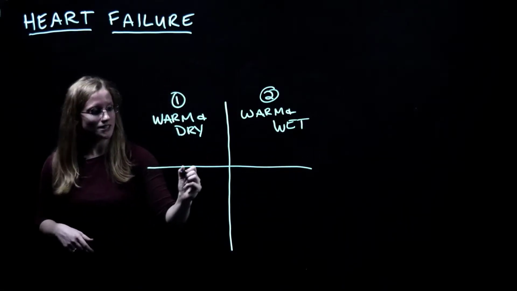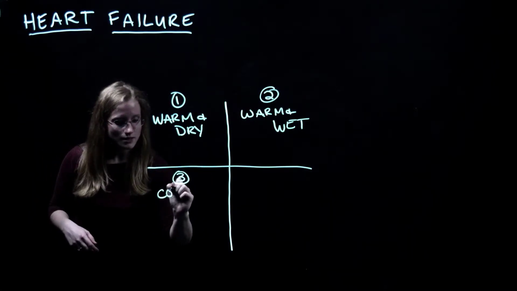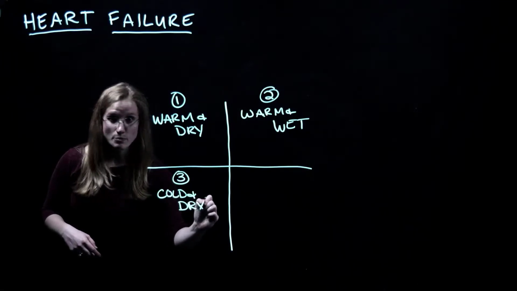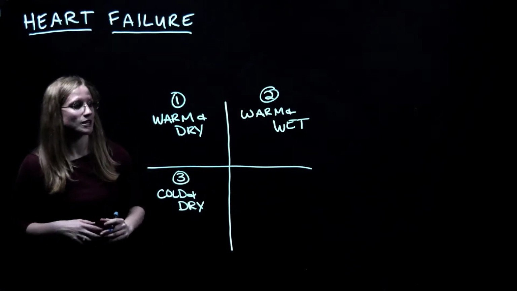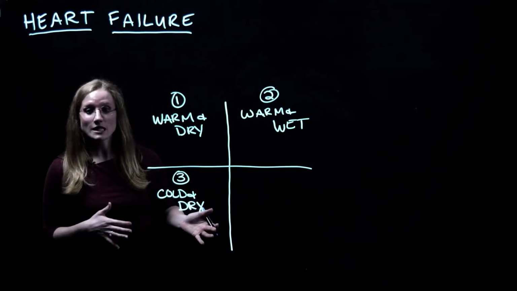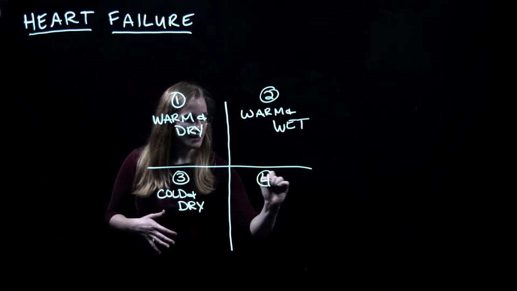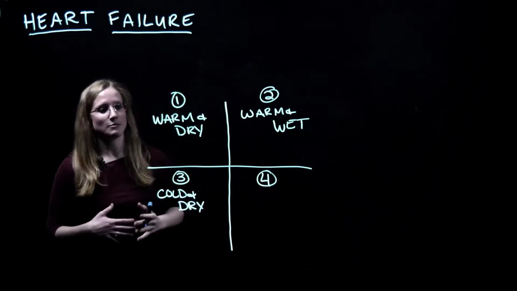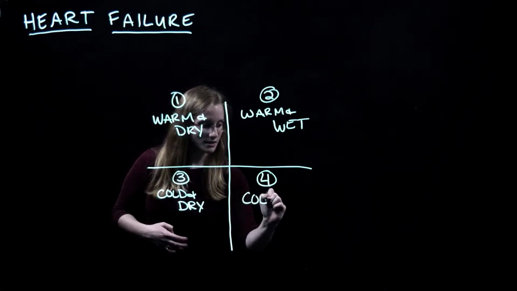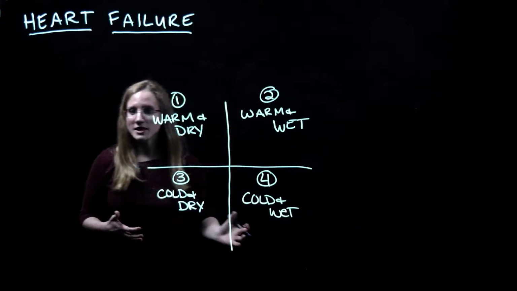Then we come to our class 3, and they are cold and dry. And this is really kind of a unique place for our heart failure patients, and we'll talk a little bit about why in just a minute. And then our final classification, which is where we really want to try and keep our heart failure patients out of, is our class 4. And this is going to be the most common that you see that might come in with cardiogenic shock and things like that. So this is going to be our cold and wet.